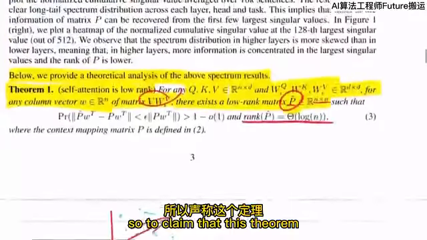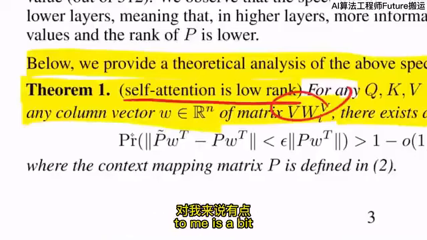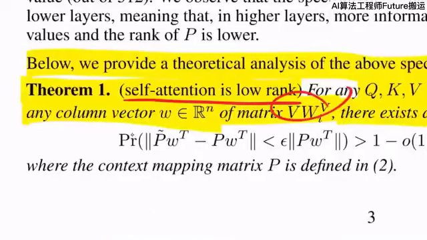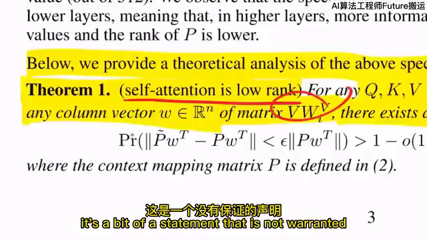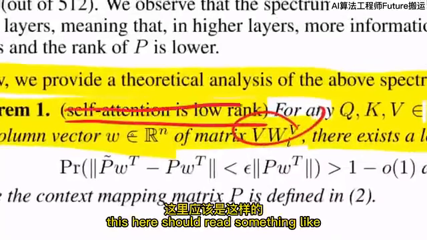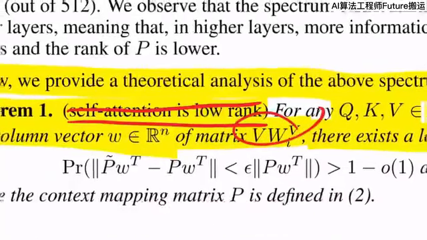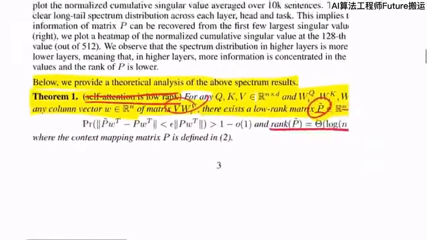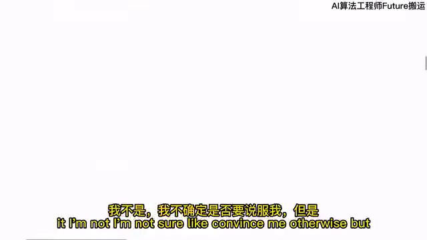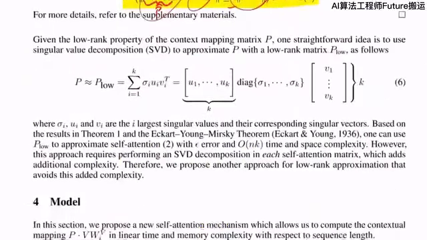So to claim that this theorem proves that self-attention is low rank, to me, is a bit of a statement that is not warranted. Like this here should read something like, the Johnson-Lindenstrauss lemma exists, or something like this. I'm not sure. Like, convince me otherwise. But yeah. So they go with this.